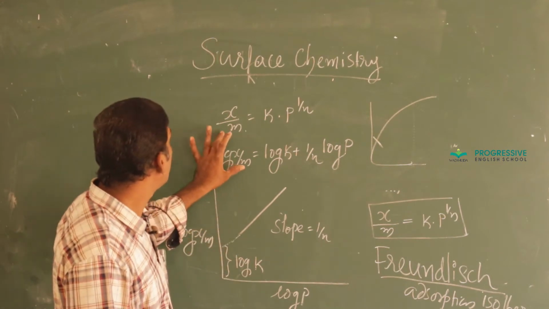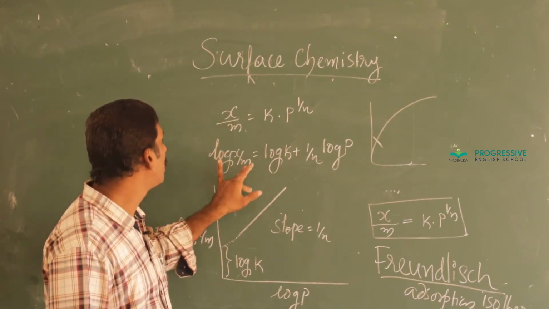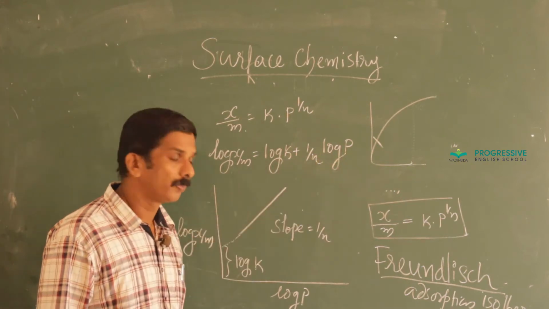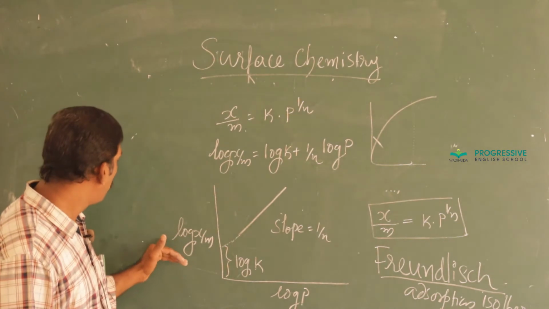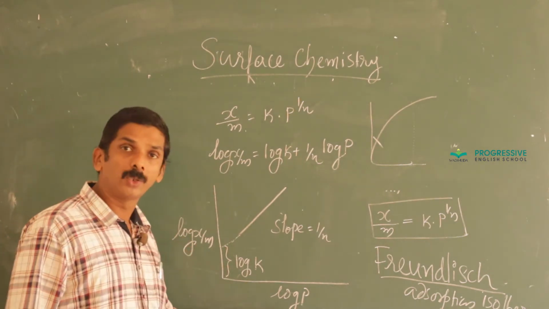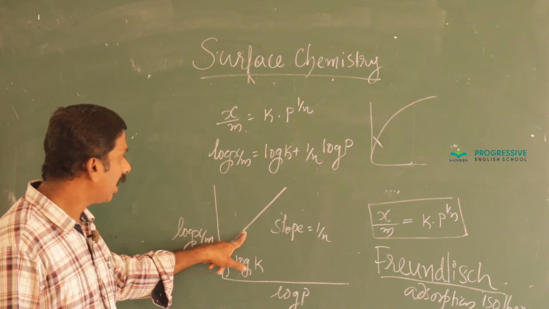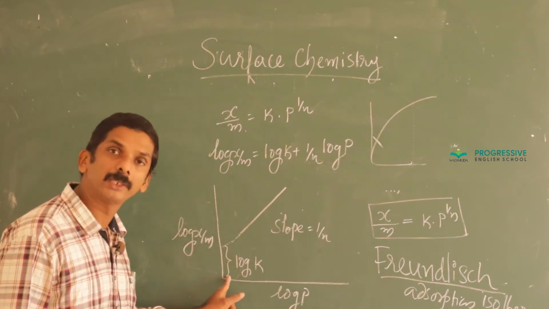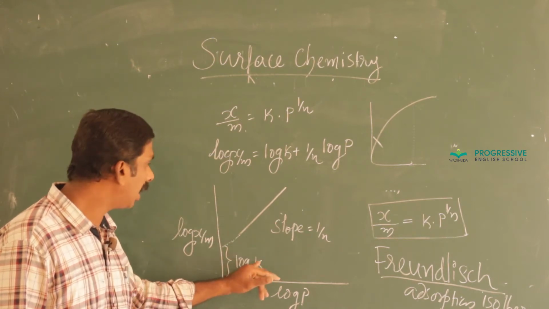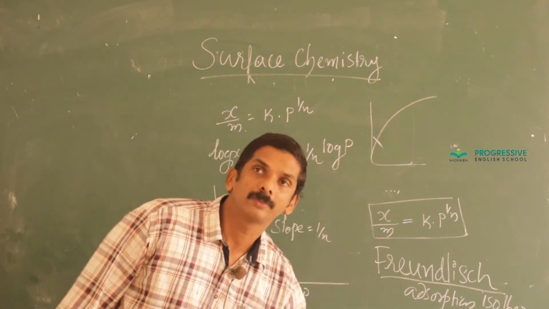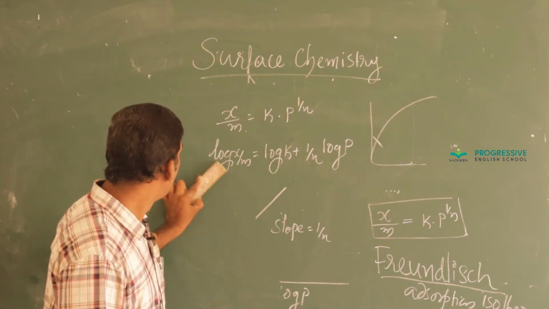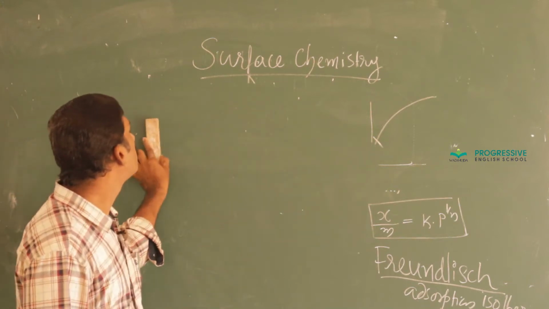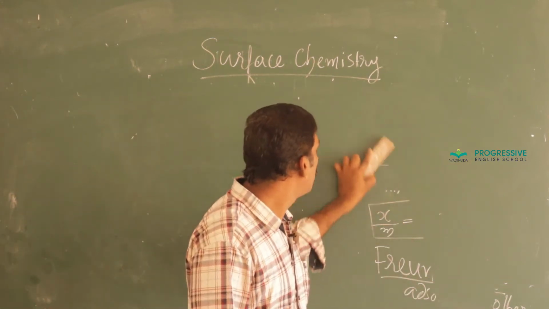And if we take logarithm on both sides in the above equation, it becomes log x by m equal to log k plus 1 by n log p. By redrawing that graph, taking log x by m against log p, we get a straight line whose slope equals 1 by n and y-intercept equals log k. From that, the values of k and n can be calculated. Okay? These are the important factors that affect the adsorption of gas on a solid surface.